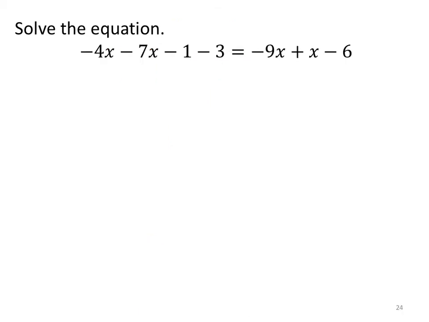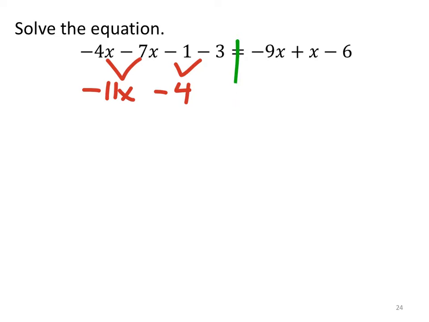On this, again, I'm just looking by process. I'm going to look at this and see if there's any distribution. There is none. Now I'm going to look for any like terms to combine, and there are like terms that I can combine on this. I got this negative 4x and the negative 7x, which would combine to give us negative 11x's. But also this negative 1 and negative 3 are like terms, and I can combine those to make negative 4.